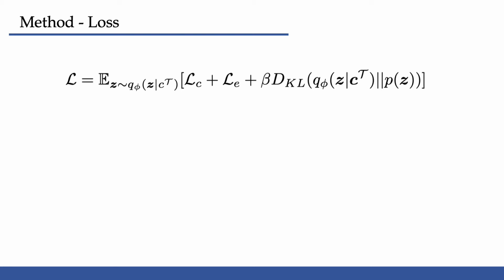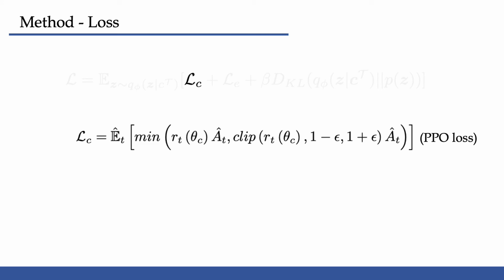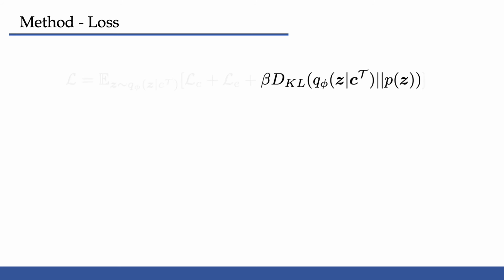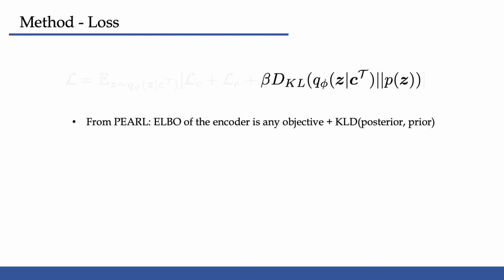The controller loss is the typical PPO loss. For details of PPO, please refer to the original paper. The evaluator loss is the Huber loss over its prediction and the actual reward. In the inference process of the encoder, we use an amortized variational inference approach. From the mathematical derivation in PEARL, the evidence lower bound of the encoder is the RL objective plus the KL divergence between the latent context posterior and its prior. The KL term serves as a variational information bottleneck to avoid overfitting to meta-training tasks.